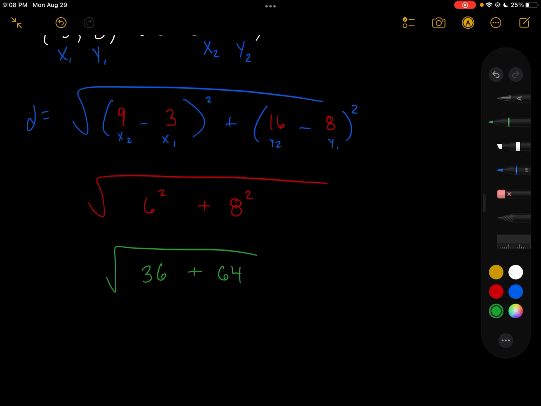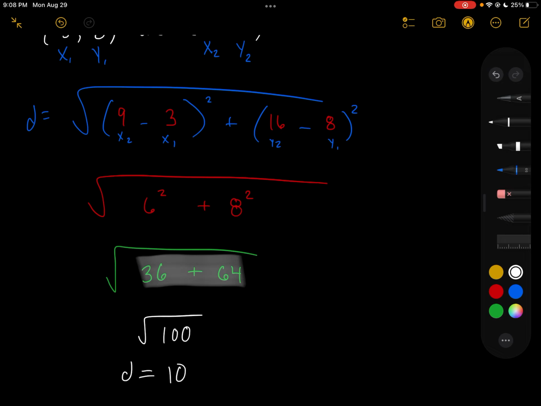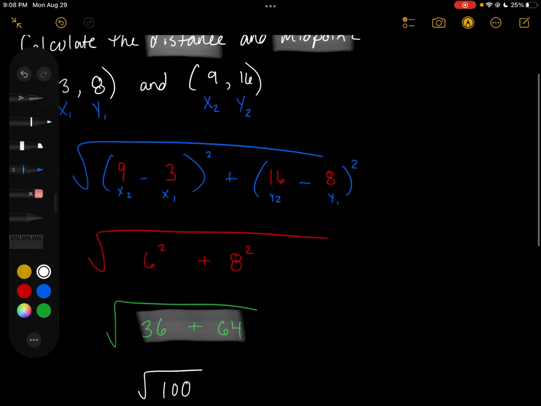Lastly, we can finish up what's inside of our square root here. Put together 36 and 64 to get 100. Take our square root of 100, and our final distance is equal to 10. So that is our example of how we solve for the distance.